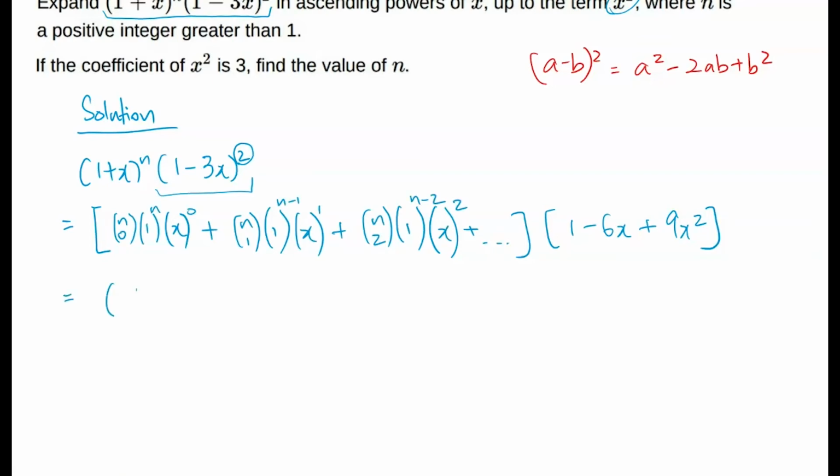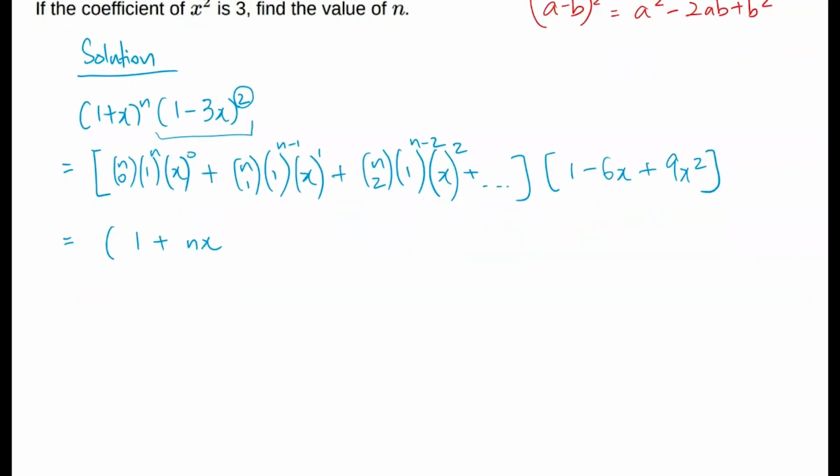First one simplifies to 1. The next one is nx. n choose 1 is just n over 1, so it's n. n choose 2 is n over 2, but because the number is 2, I have 2 factors, so it's n minus 1 over 2 times 1. And then x squared plus dot dot dot. This is 1 minus 6x plus 9x squared.